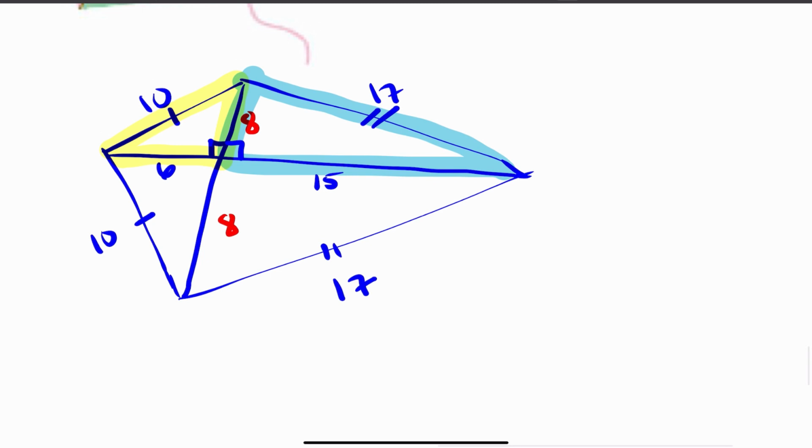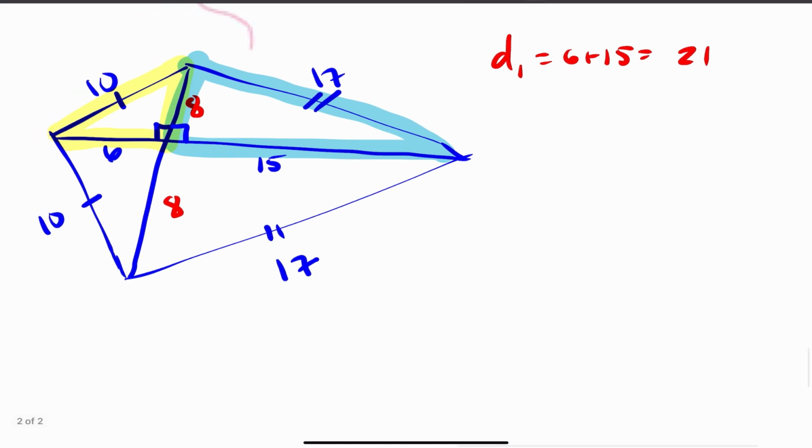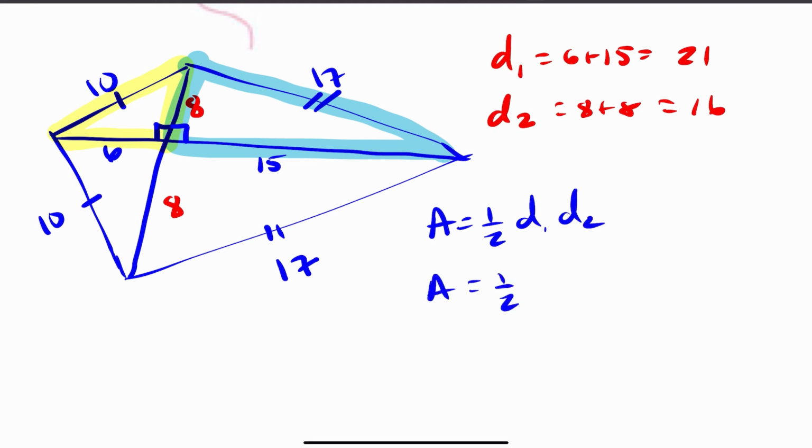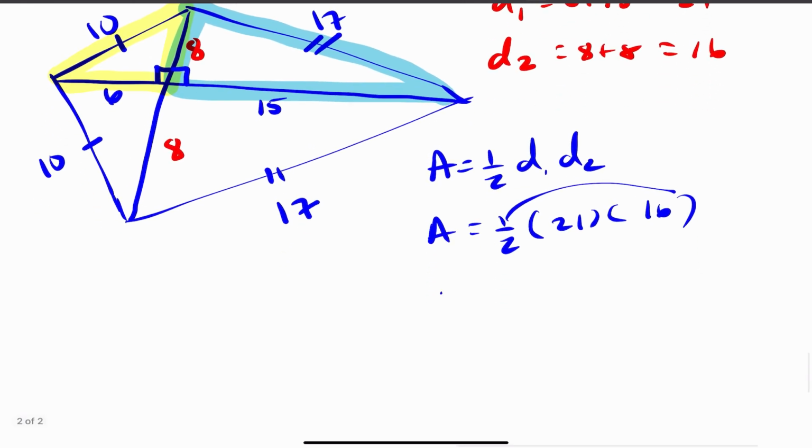Here we go. Now I have the two diagonals, right? Diagonal 1 is 6 plus 15, which is 21. And then diagonal 2 over here is 8 plus 8, which is 16. So then A equals 1/2 D1 D2. A equals 1/2 of 21 times 16. I'm going to do 1/2 of 16. 1/2 of 16 is 8. And you multiply that by 21.